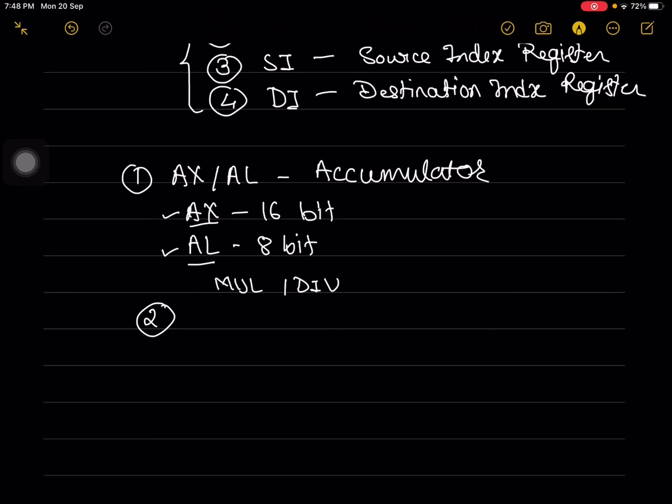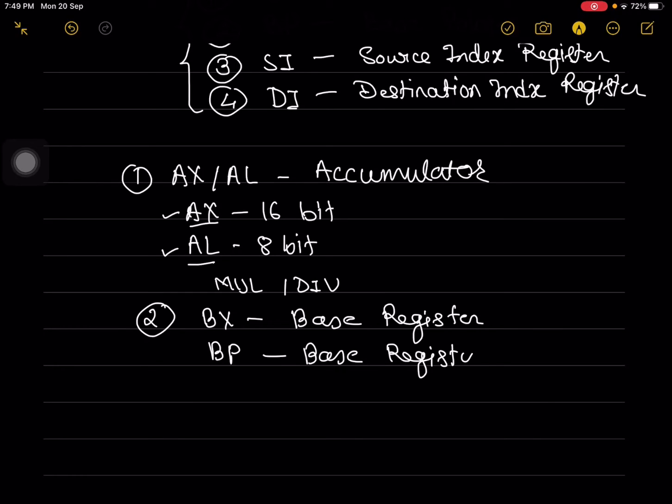The second register is BX, which is called the base register. This register and BP, that is the base pointer, both come under the category of base registers, which are specially used in some of the instructions for storage of offset address, or effective address.